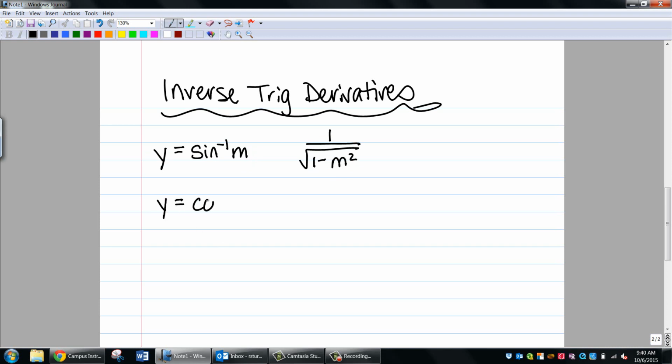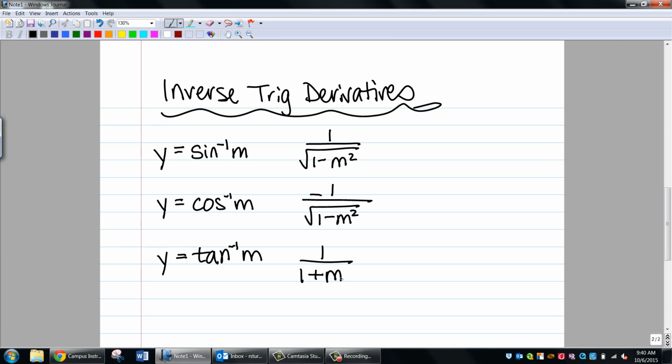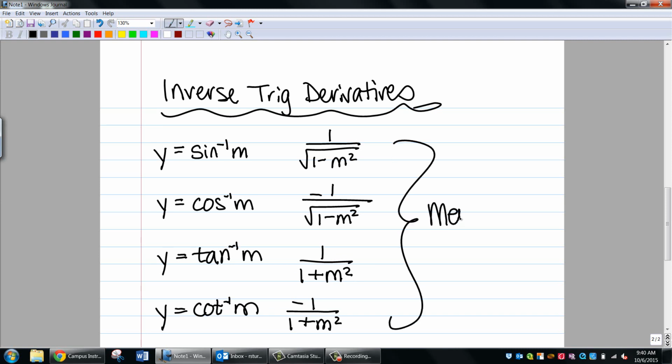If it's cosine, then think of what we talked about with the regular trigs. Anything that starts with a c is going to be negative. So it's negative 1 over the square root of 1 minus m squared. Now we work on tangent: 1 over 1 plus m squared. Cotangent: 1 over 1 plus m squared, but it starts with a c, so what happens? We add a negative. Now these you need to memorize.